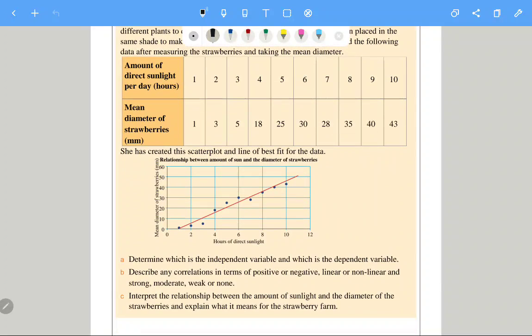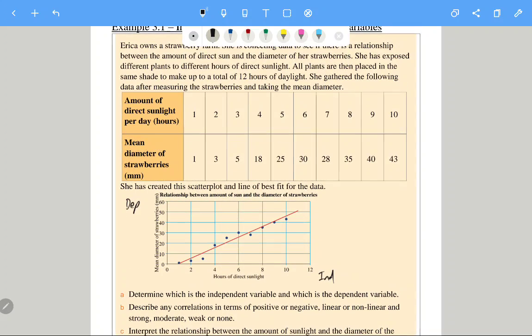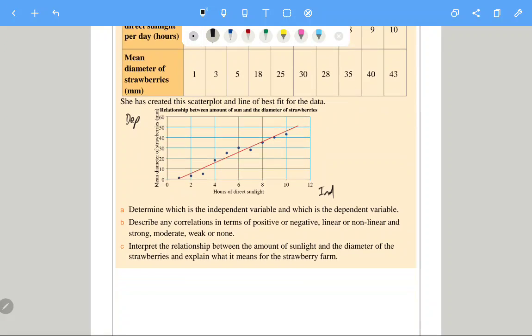First thing to do is to look at the graph. Now the graph will almost always have the independent along the x-axis and the dependent along the y-axis. That's a very common thing to do, but we can also look at it logically. Does the amount of sunlight affect how big the strawberries are, or does how big the strawberries affect how many hours of sunlight it got? Well, in my head, this affects this. The amount of hours is going to affect how big the strawberries are. So really quickly, we can write down what the independent variables are.